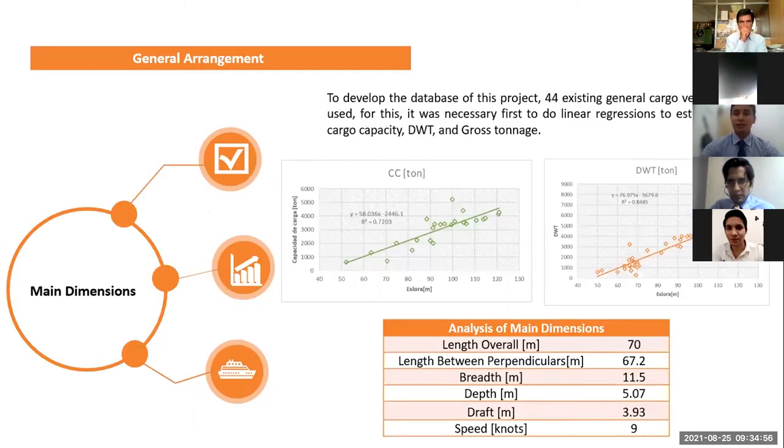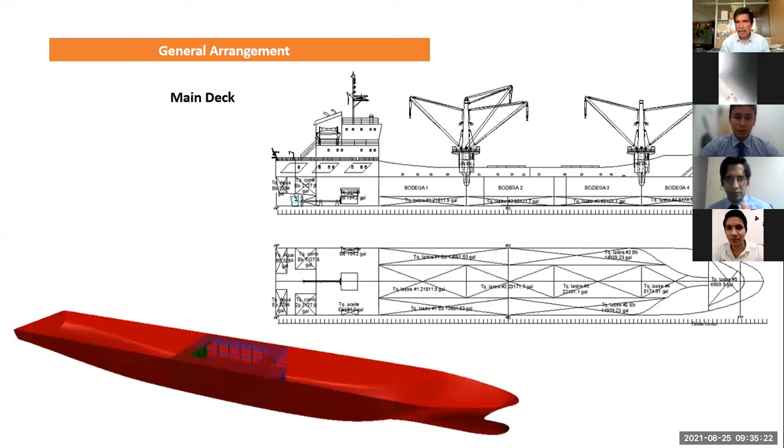For designing the general arrangement, we use the 44th shipping international ship of a general cargo vessel. In this case, we use linear regression to obtain all data like the breadth, the depth, the draft, the speed, the cargo capacity and deadweight tonnage. With this data, we complete the arrangement. You can see the different positions of the ballast tanks, the diesel oil tanks, the fresh water tank, the decks, and the cranes that we use in this general cargo vessel.